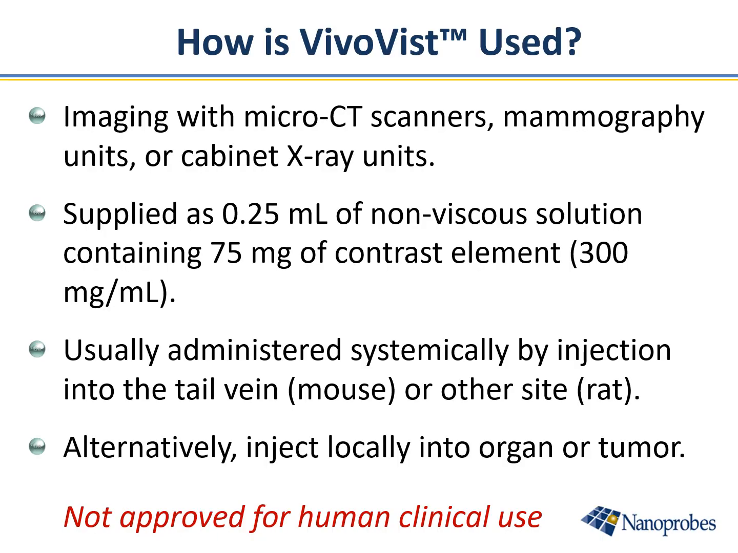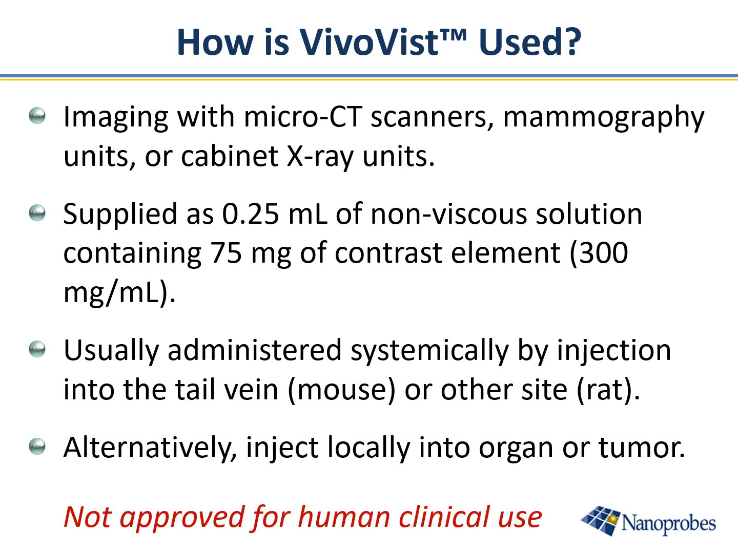How's VivoVist used? Well, it can be imaged with micro-CT scanners, mammography units, or cabinet X-ray units. VivoVist is supplied in 0.25 milliliter units of a non-viscous solution that contains 75 milligrams of the contrast element. That's 300 milligrams per mil, which is highly concentrated and provides very high contrast.